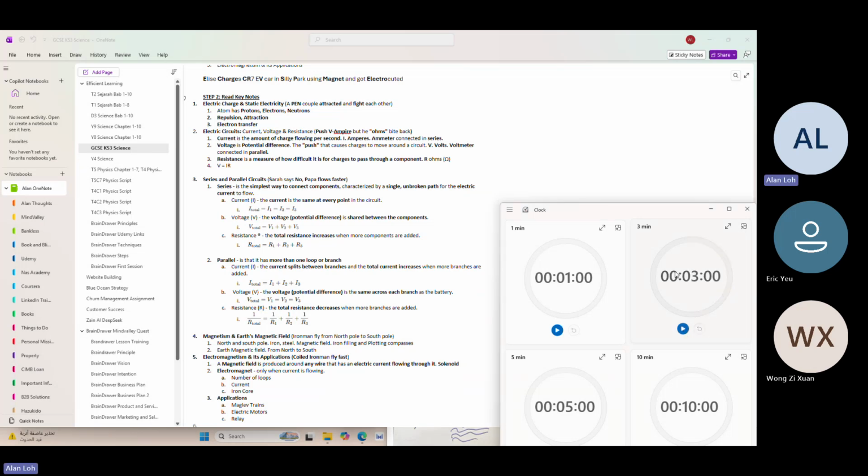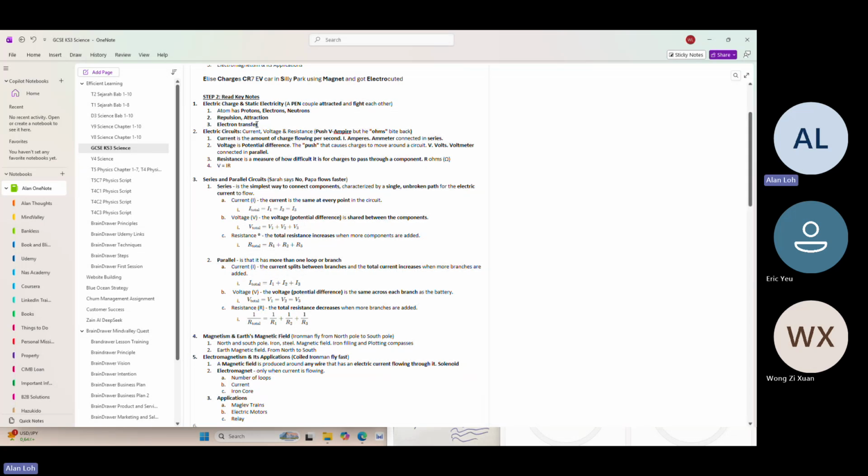Okay, 2 minutes up. So what am I trying to do here, Eric? I'm trying to help you refresh what you learned last week. By reading this, I hope you are able to retain most of the information, or most of the understanding that you had last week. So you know that there are 5 drawers: electric charges, current, voltage, resistance, series and parallel circuits, magnetism, and electromagnetism.